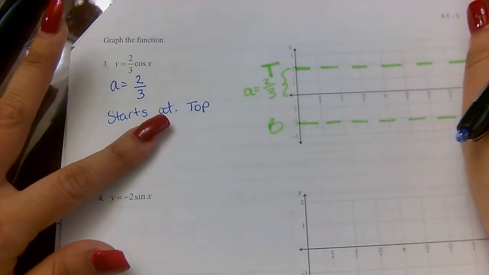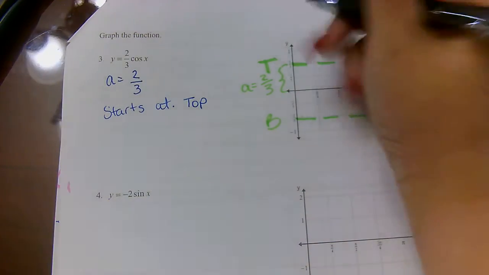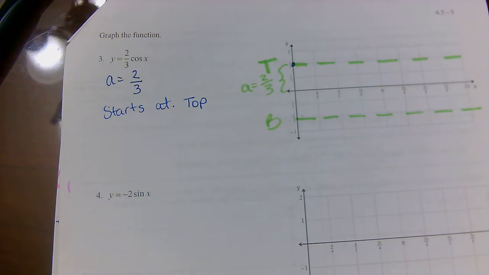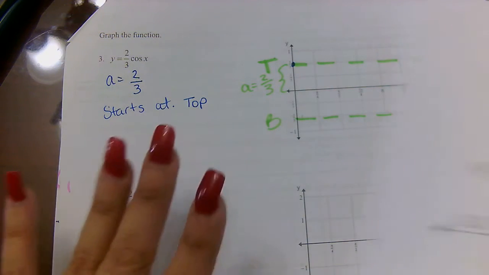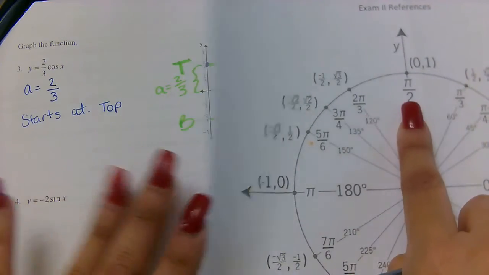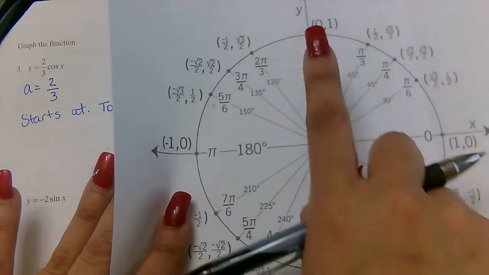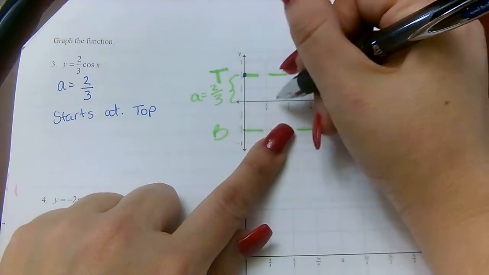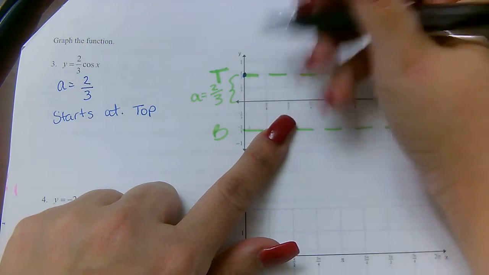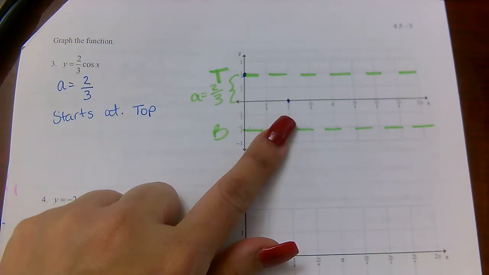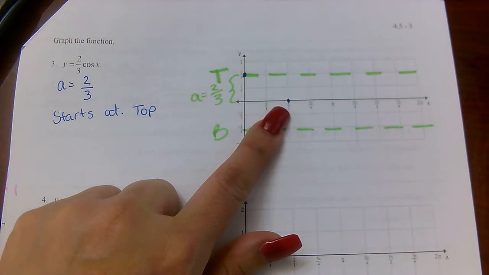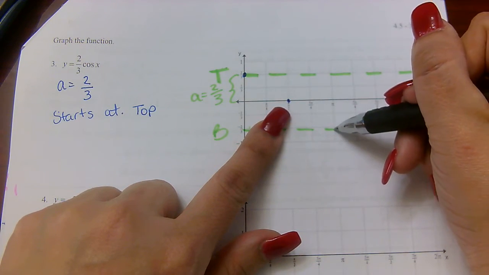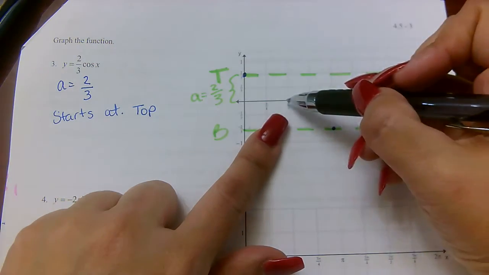So if it starts at the top, this is going to be my first point, right there. Now I'm going to use the unit circle, and I'm going to plot the other main points. So if I started at 0, the next one would be pi over 2. Pi over 2 is right here, and if I start at the top, the next part is going to be the middle, or the center. Then I'm going to go to pi. Pi is going to be at the bottom. So you should see a pattern.